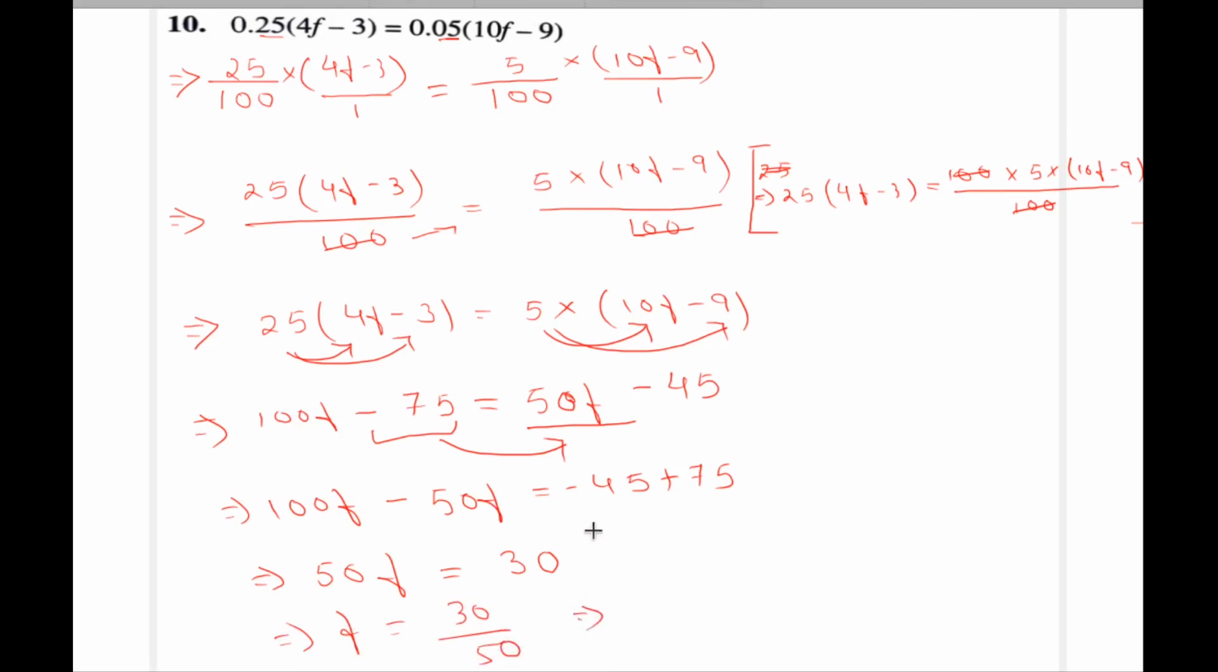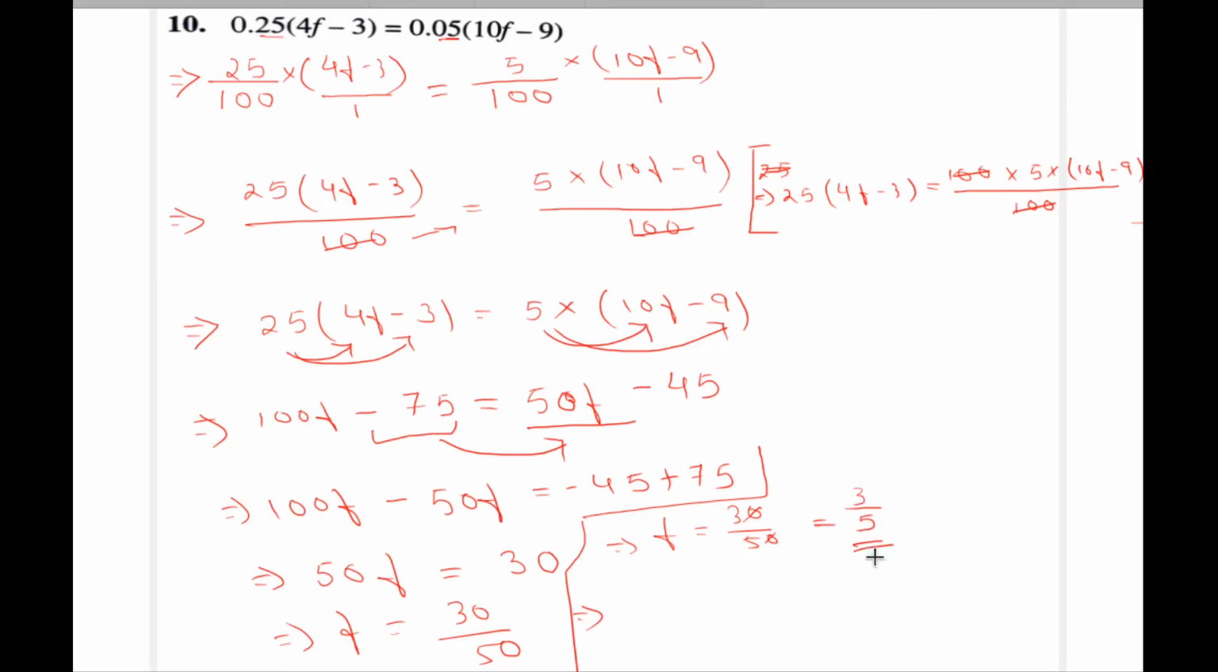Or this implies you can write f equals 30 by 50, zero cancels out, so 3 by 5. Okay, this is our answer. 3 by 5 is our answer.